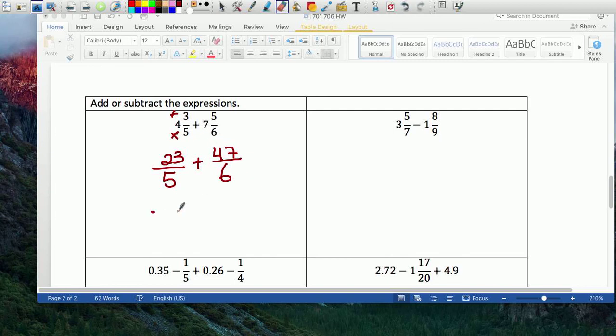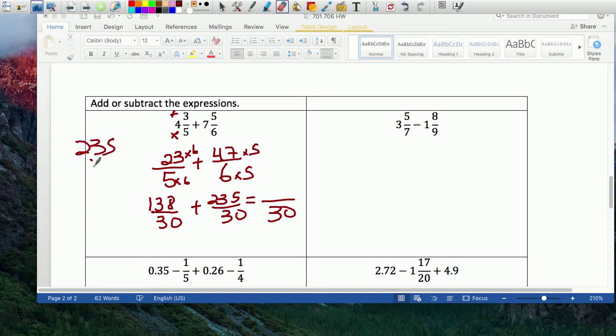I'm going to change them to have a common denominator, which is 30. 5 times 6 gives me 30, so I'm going to multiply the top times 6, which gives 138. 6 times 5 gives me 30, so I'm going to multiply the top by 5, which gives 235. I can now add these two, right? So I get 30 at the bottom, and 235 plus 138 is, I have no idea. 473.